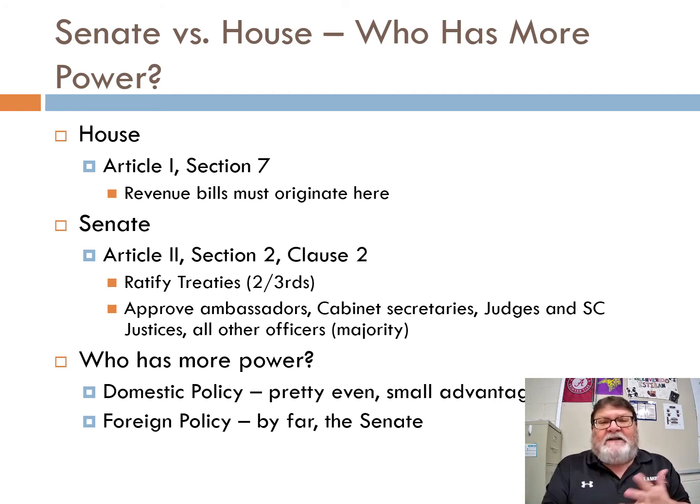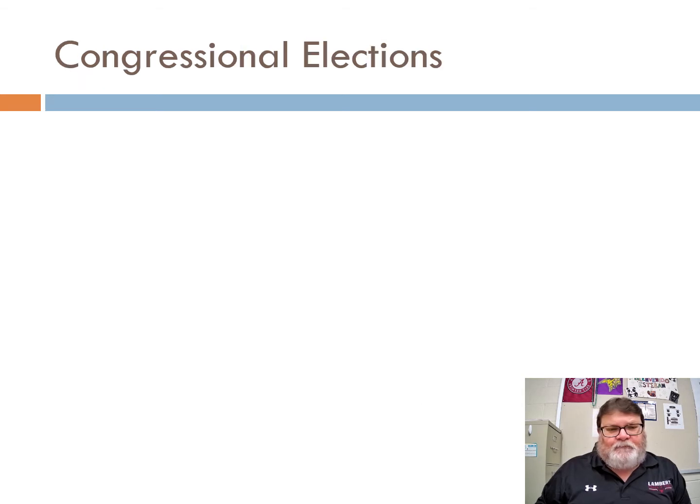Treaties are foreign policy. Ambassadors are foreign policy. Several of the cabinet secretaries are foreign policy. Secretary of Defense, Secretary of State, those kind of things. Military officers are part of this, and other things. They are supremely powerful compared to the House as far as foreign policy goes, and you got to know that, and you got to know why.